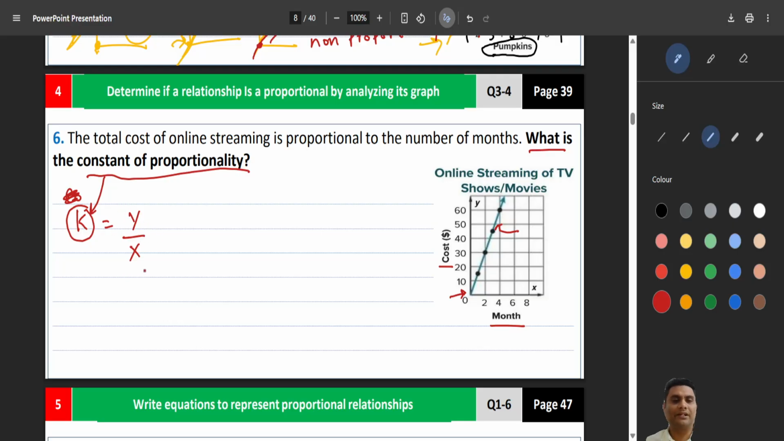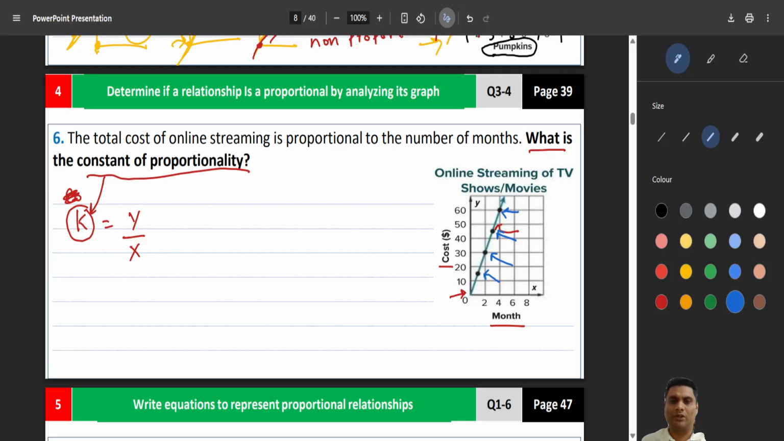Now how will I get the y and x? Check. On this graph we have 4 points. Here point number 1, here point number 2, here point number 3, here point number 4. You see the black dots? These are the points. You can pick any point. All the points will give you the same constant of proportionality. Let us check the first one.